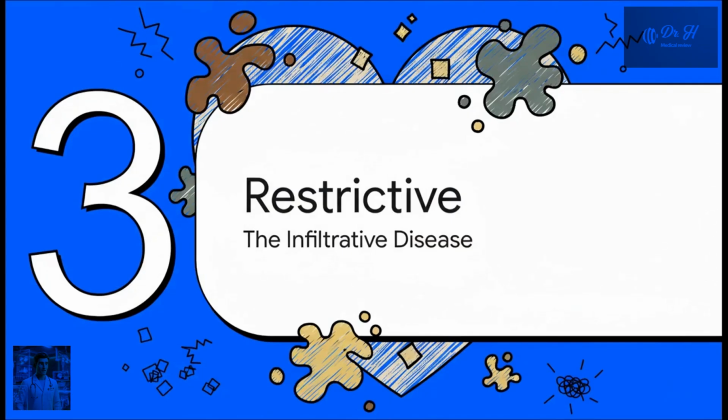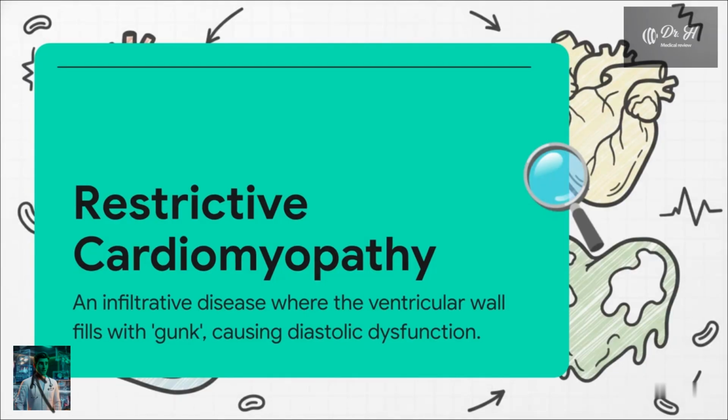Okay, time for our last major category, restrictive cardiomyopathy. Now, this is also a diastolic failure, a filling problem. But this time, it has nothing to do with the muscle getting too thick. No, the problem here is that the heart muscle itself gets replaced by, well, gunk. We call this an infiltrative disease. The wall of the ventricle literally gets infiltrated and filled up with stuff that is not heart muscle.